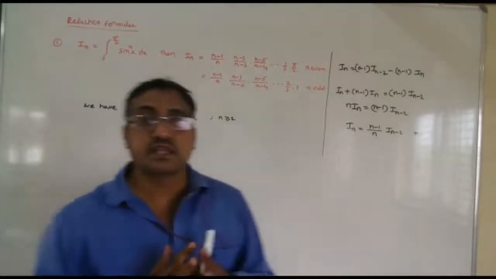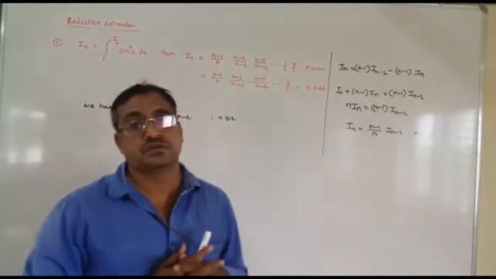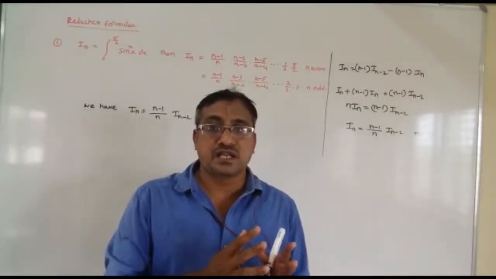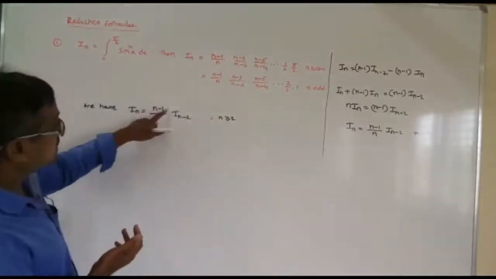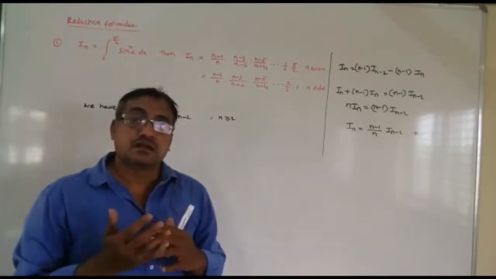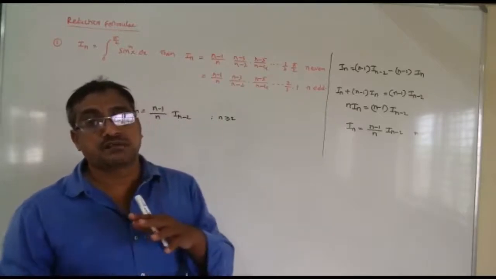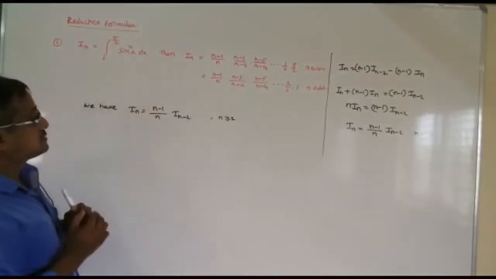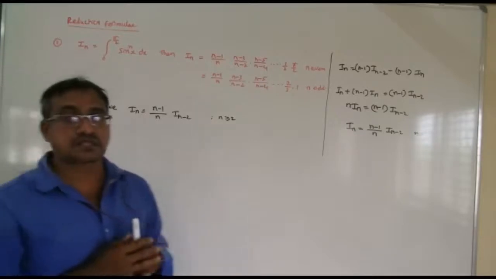Now we have In is equal to n minus 1 by n In minus 2. Now think that if you have I6, you will write 6 minus 1 by 6 into I4. Now you are having I4. You have to replace n with 4 in the formula. Further, you have to continue the same formula.